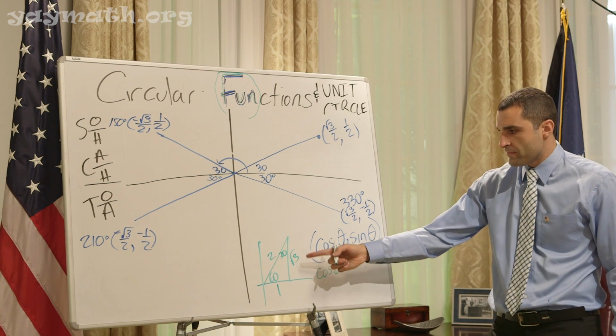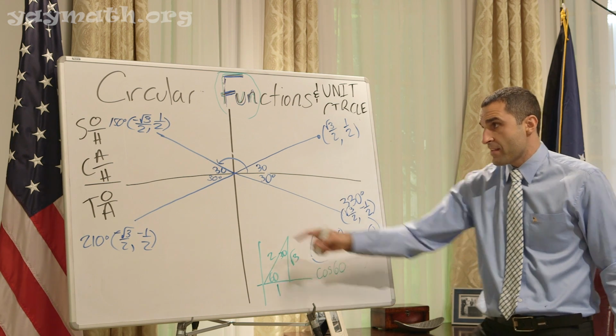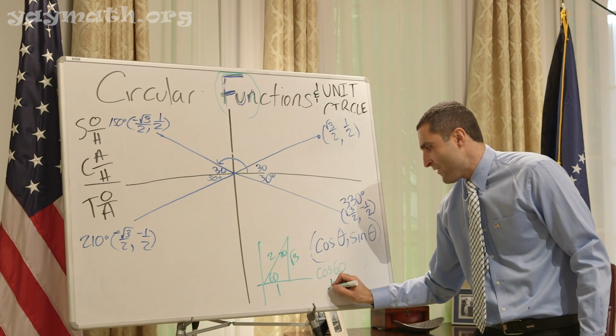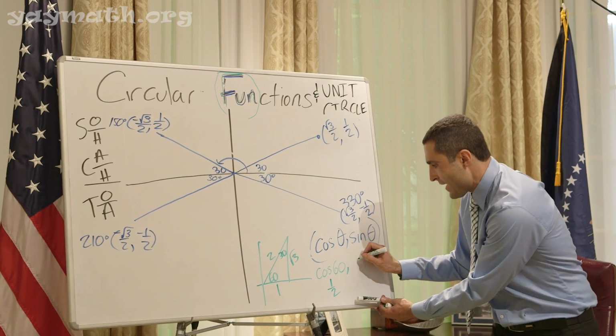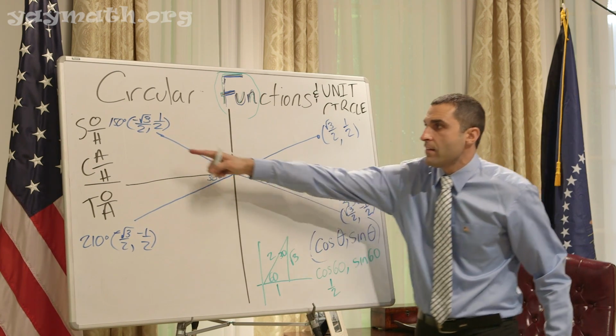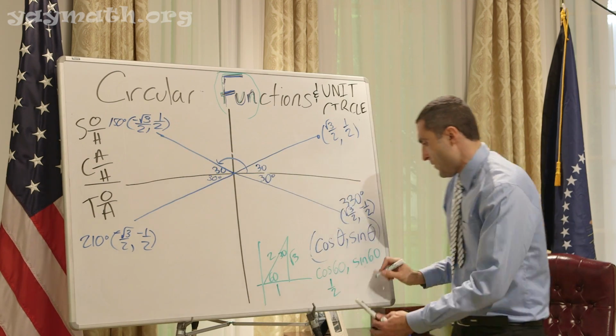No, you look at it here. 1/2. 1/2 because it's adjacent over hypotenuse. Good job. And what's the sine of 60? Root 3 over 2. So it's the same thing.